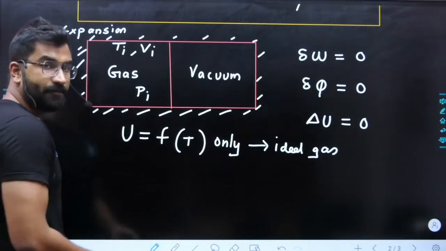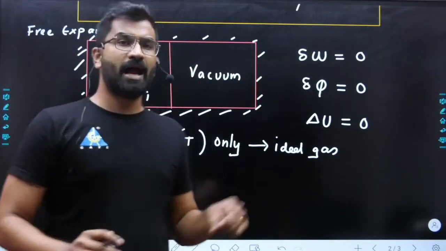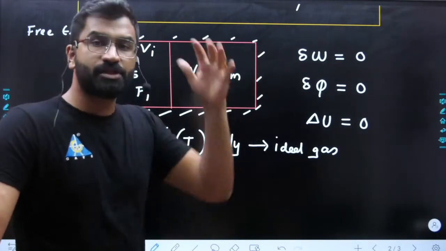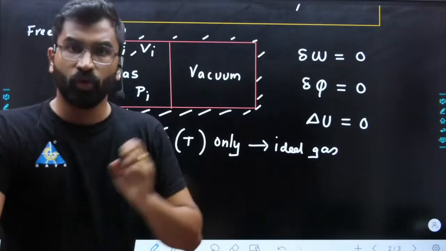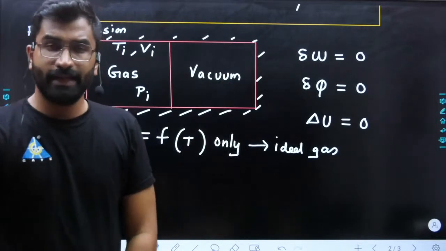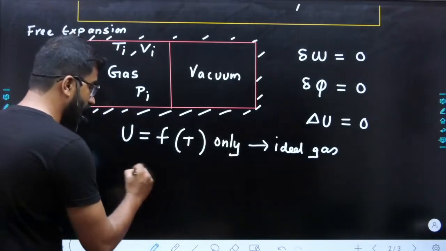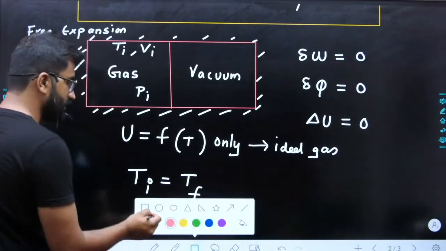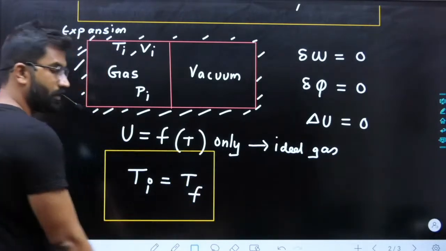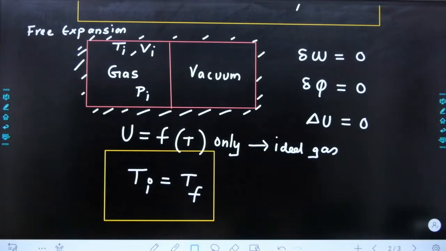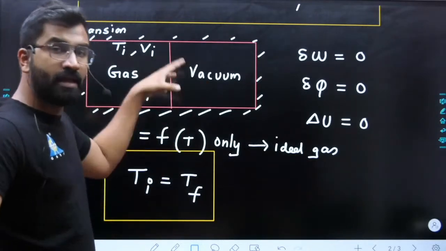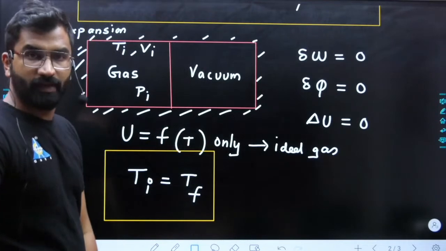So what is the speciality of this free expansion? Normally, if there is no vacuum, after expansion the temperature should decrease. But here, after expansion, your initial temperature and final temperature will be the same. Remember, if it is a real gas, the final temperature will be lower. The temperature will decrease if it is a real gas.